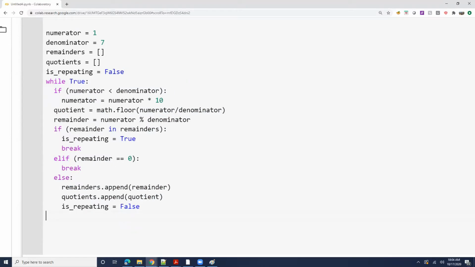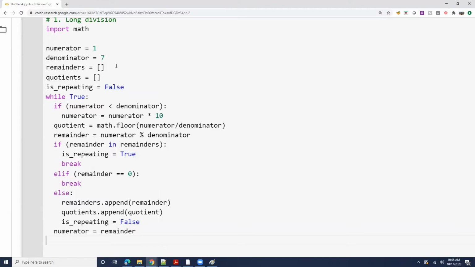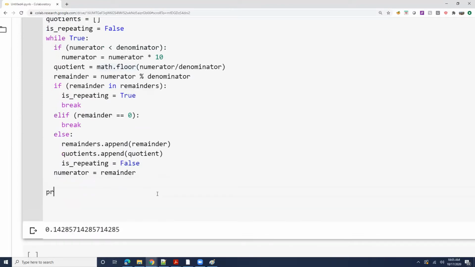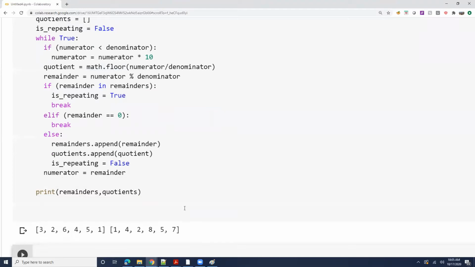Can we test it? Yeah, there is one small problem here. We have to change the numerator also at the end of this loop, because numerator should have reduced also, right? Or numerator equal to remainder. Right. So we should change this. Can we test this? Yeah, let's see. So 1 divided by 7 is not a function. So let's see if we print it, what does it return? So 142857. Yeah, it seems to work.